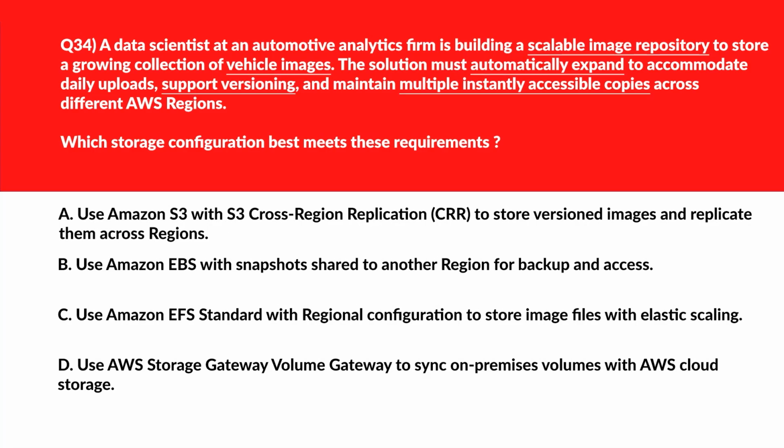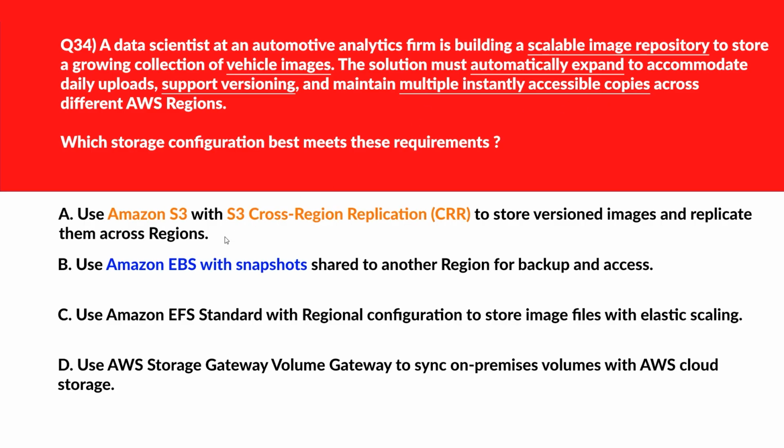Let's bring the heat to this now. We'll first look at option A. Option A says use S3 with S3 cross-region replication to store versioned images and replicate them across regions. Amazon S3 with cross-region replication supports auto-scaling, versioning, and multi-region access with minimal setup. Looks good. We can keep this for now.